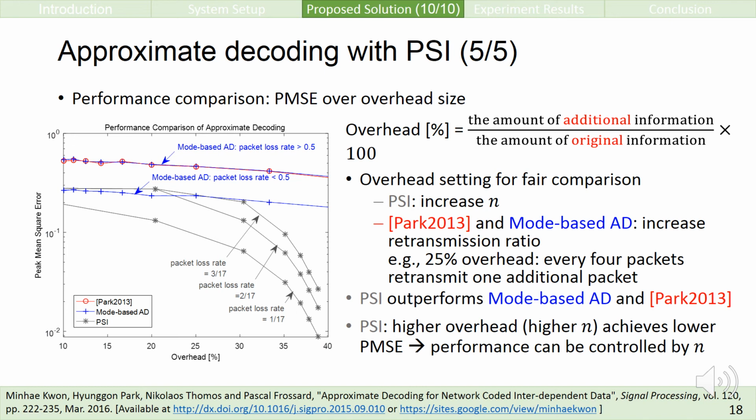Here, the overhead is defined as the amount of additional information over the amount of original information. So, for example, 25% overhead with retransmission can be achieved by retransmitting 1 additional packet per every 4 packets. So in this figure, red curve denotes original approximate decoding, and blue curve denotes mode-based approximate decoding, and gray curves are PSI for different Pascal rates. From these results, we confirm that PSI has the lowest PMSE compared to the other 2 strategies, and the performance of PSI can be controlled by overhead size.